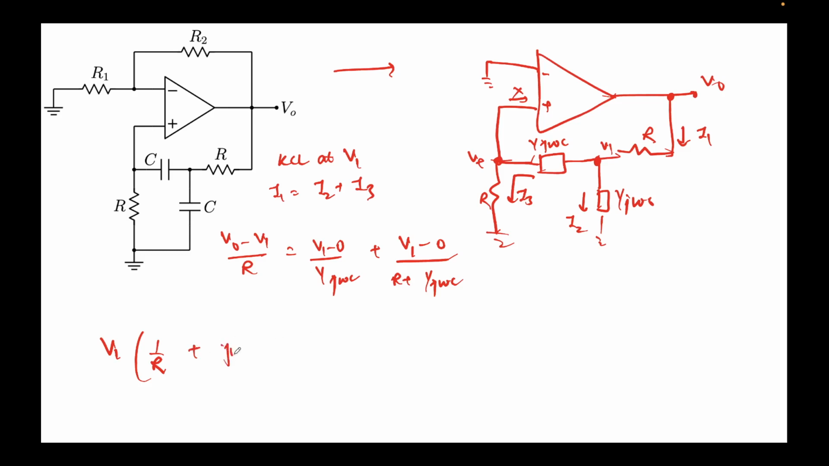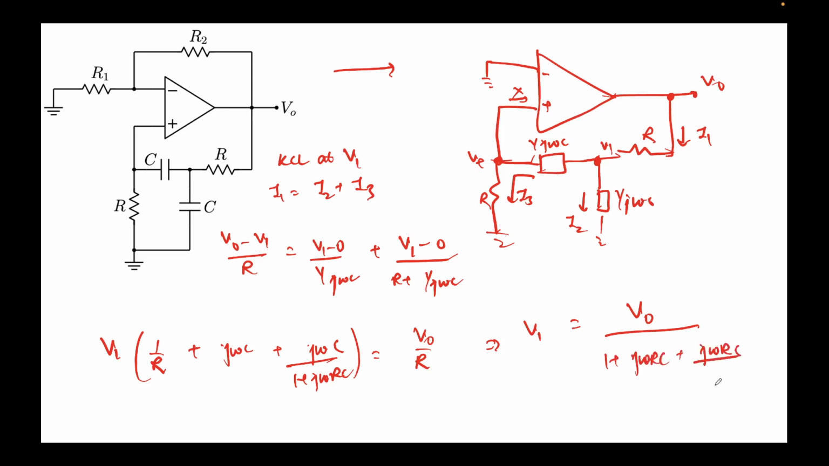second term would be plus j omega c, because that will come in the numerator, and the third term will come from here. So that will be j omega c plus 1 upon j omega RC. This whole term will be equal to V0 by R, right? That is how it will look. And if I send it to the other side, and take R as the LCM, this will turn out to be V0 divided by 1 plus j omega RC plus j omega RC over 1 plus j omega RC.